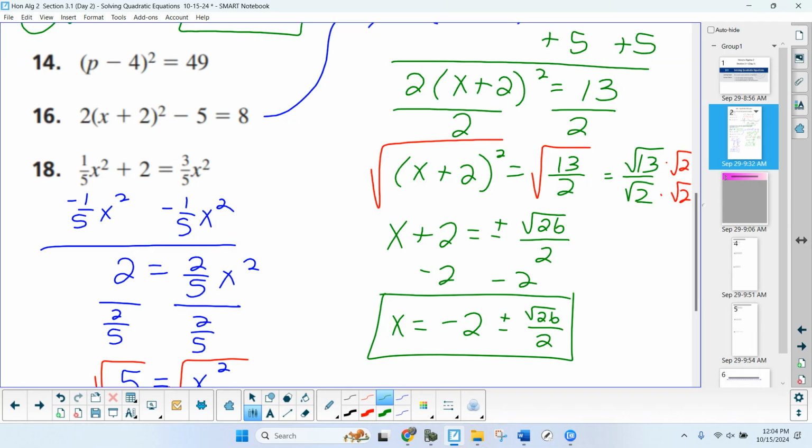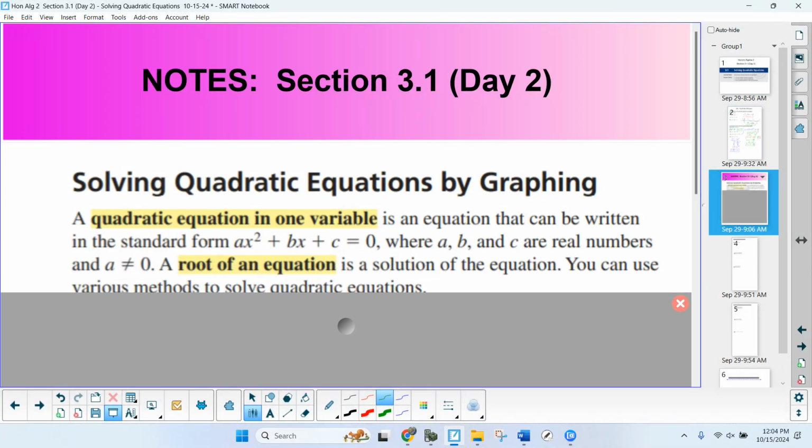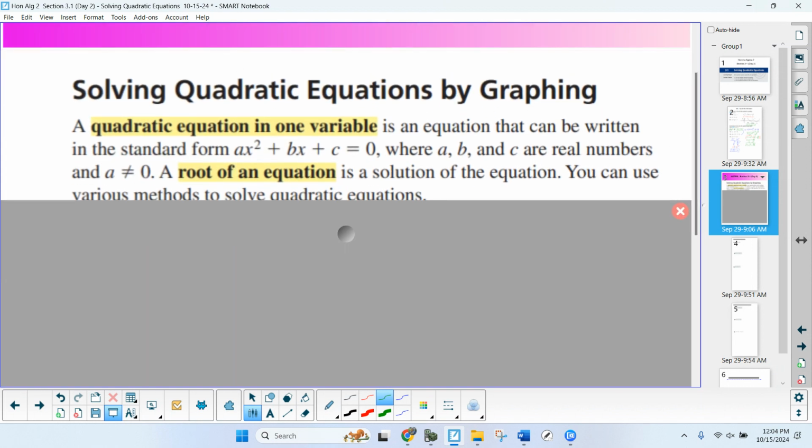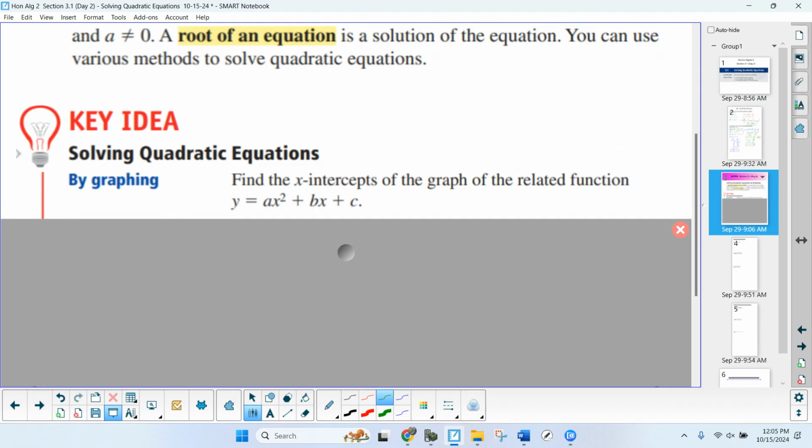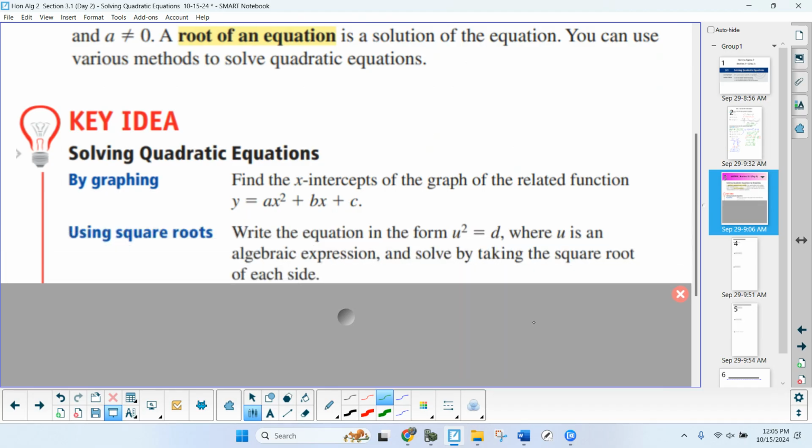Okay. So remember we talked on Friday about what a quadratic is. A quadratic is any equation that can be written in the form ax squared plus bx plus c equals 0, where a, b, and c are real numbers, and a cannot be 0, because if a is 0, then you don't have a quadratic anymore. And we talked about there being various ways to solve. We said we can do it by graphing, looking at the x-intercepts. We did that already on the graphing calculator.